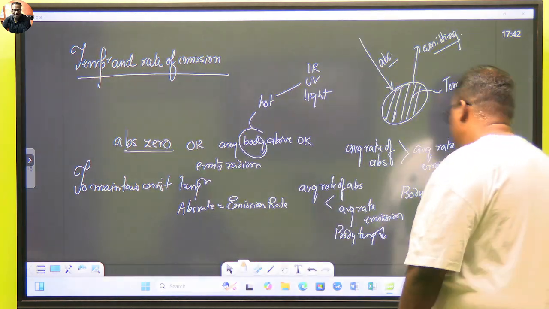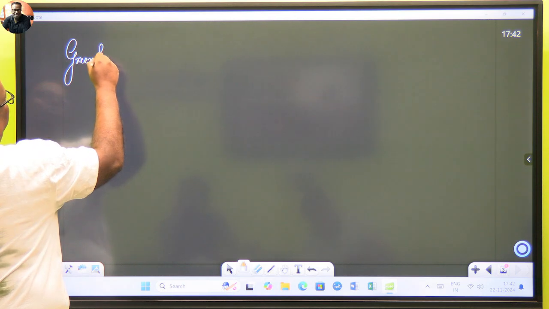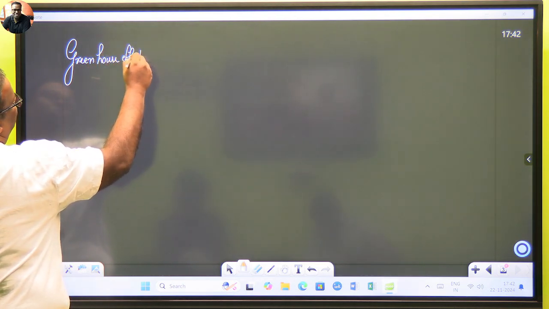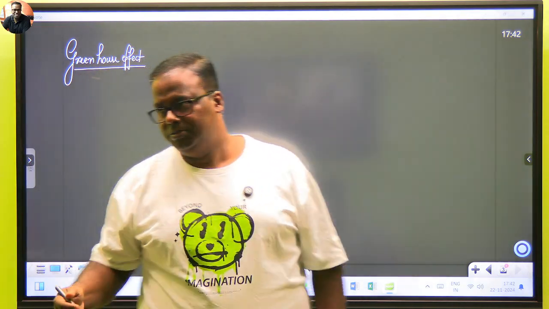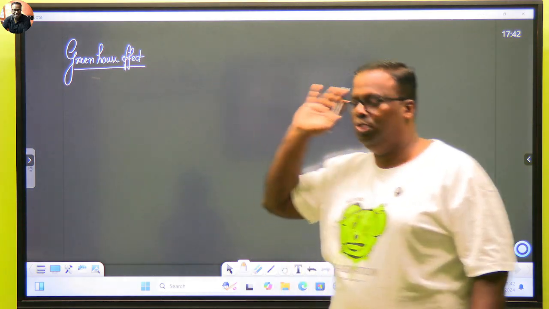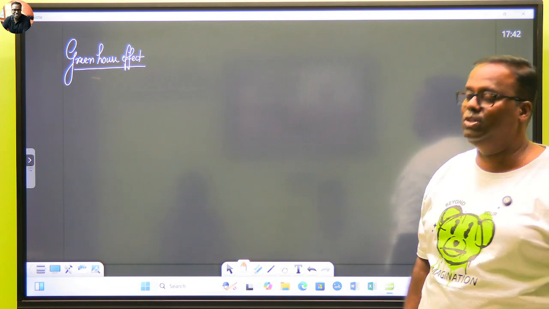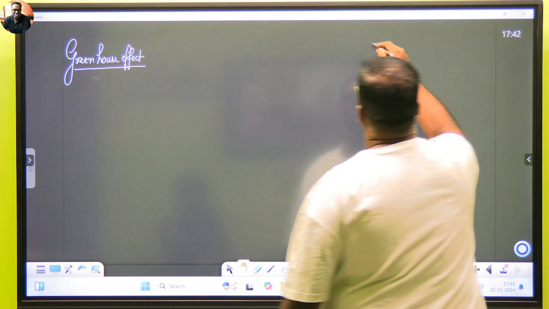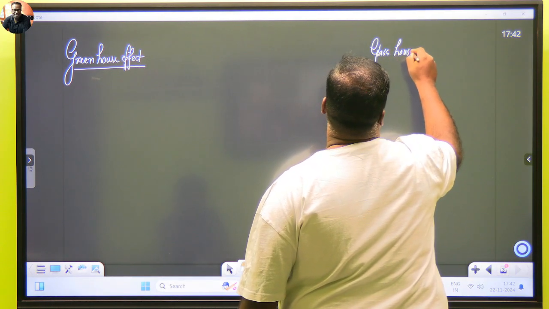Now we go to one more topic, which is called the greenhouse effect. You might know about it, but let's understand it once again. The greenhouse effect actually comes from the word glass house effect. ये actually greenhouse बोलते ही हमें लगता है, environment pollution and degradation. Not like that. Actually, it was not that. The glass house effect is a good thing. So it comes from the concept of glass house effect.